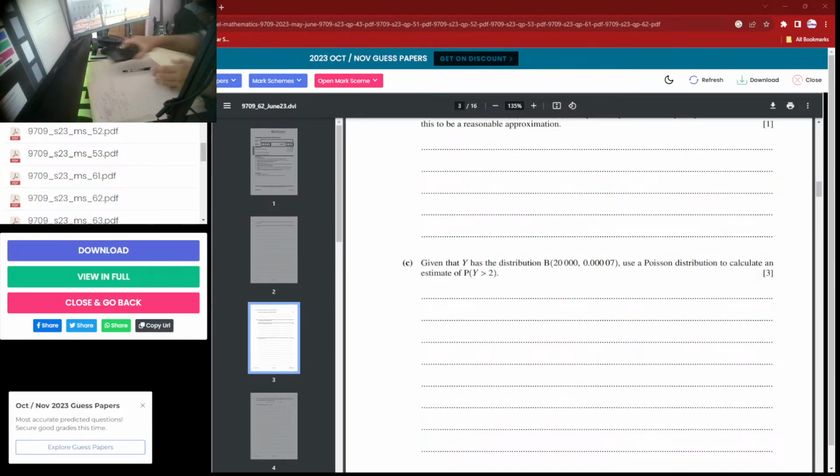That will give you 1 minus e to the power of negative 1.4 times (1 plus 1.4 plus 1.4 squared over 2 factorial). So the answer will be 0.1665, so it will just be 0.167.